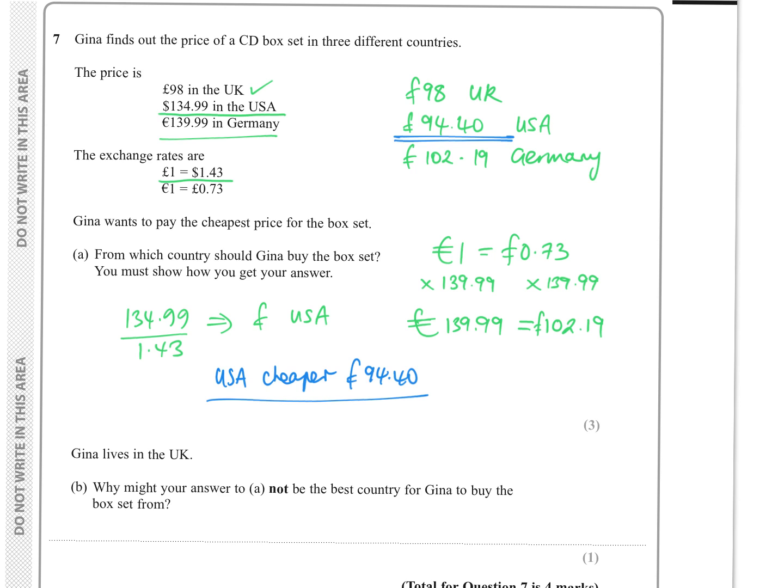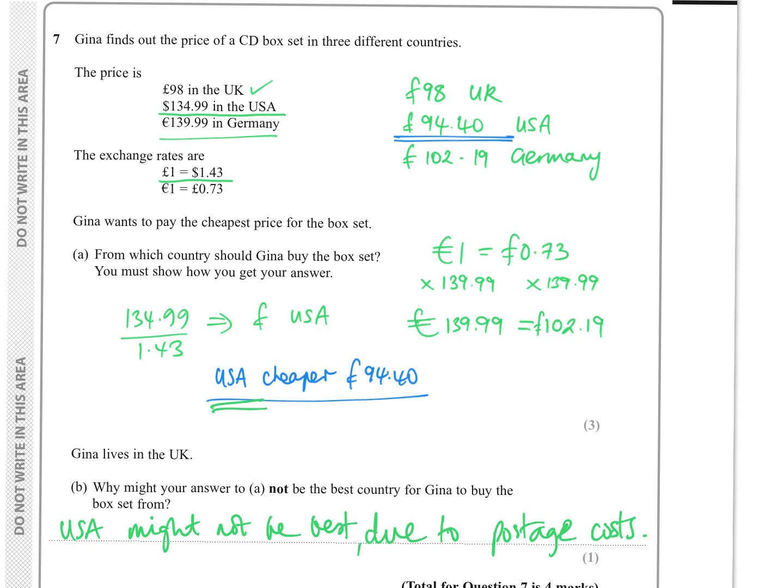And I think I know what it's getting at here. USA might not be best, due to postage costs, because it's coming from a very long distance, if she did live in the UK, that is, and therefore it would probably be way more than £94.40 and probably more than £98. Okay, so that would be my reason for part B.